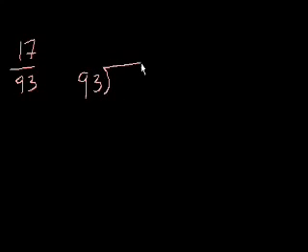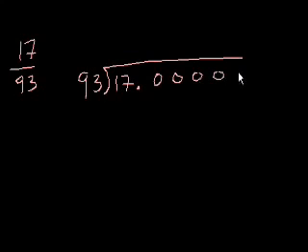Let me do a real weird one. Let me do 17 over 93. What does that equal as a decimal? Well, we do the same thing. 93 goes into 17. I make a really long line up here because I don't know how many decimal places we'll do. And remember, it's always the denominator being divided into the numerator.